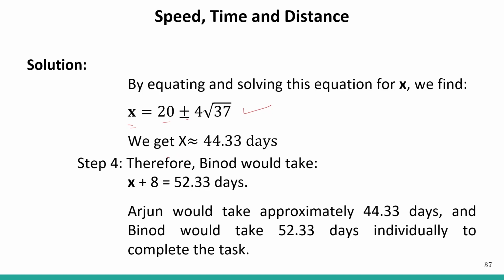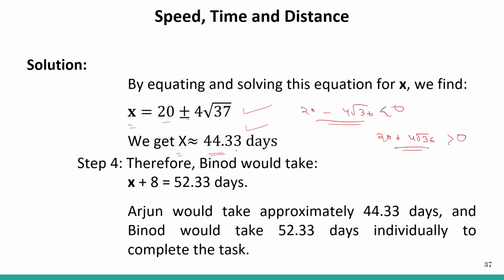By solving the quadratic equation, we get x is equal to 44.33 days, because that is the only positive value that x can take here. Because 20 minus 4 root 36 is less than 0, the only positive value is 20 plus 4 root 36, which is greater than 0. So this will be the answer.